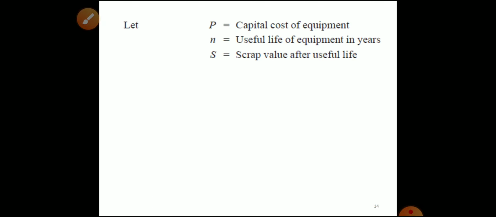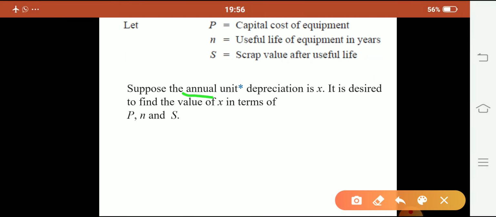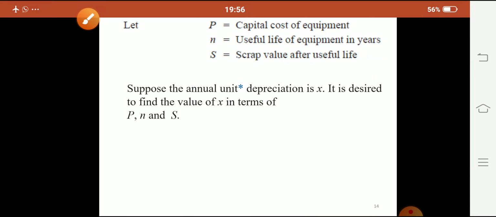Let P be the initial capital cost of the equipment, N the useful life of the equipment in years, and S the scrap value after the useful life. Suppose the annual unit depreciation is X. It is desired to find the value of X in terms of P, N and S. So let us derive the expression for X, which is nothing but the annual unit depreciation.